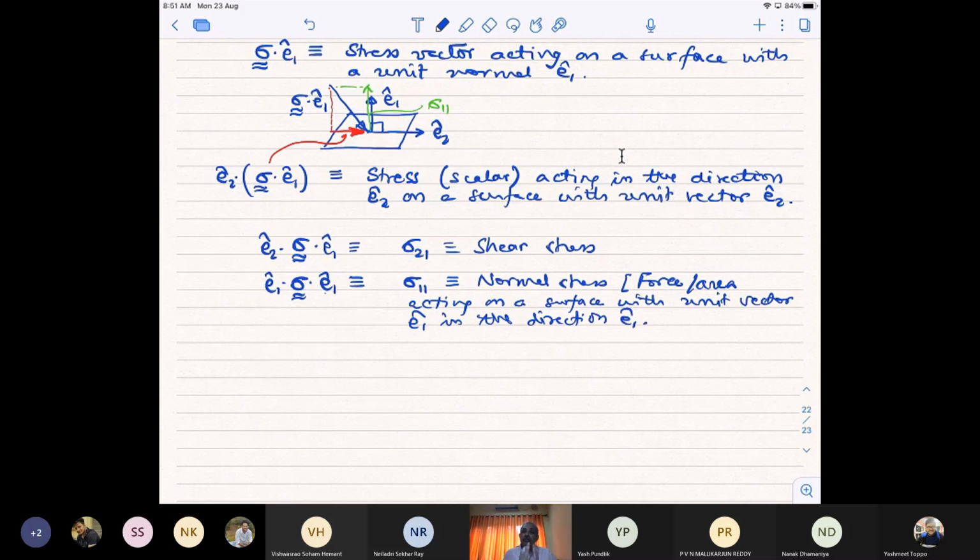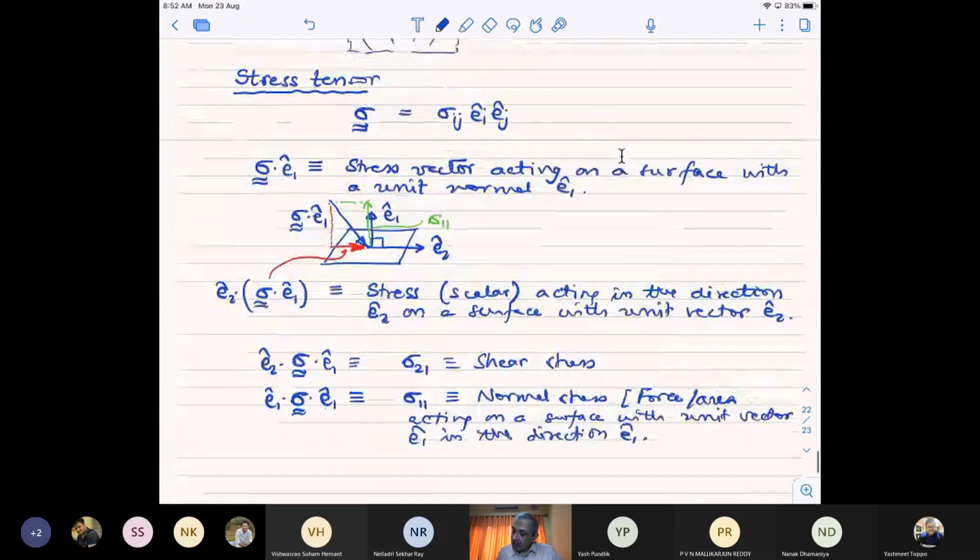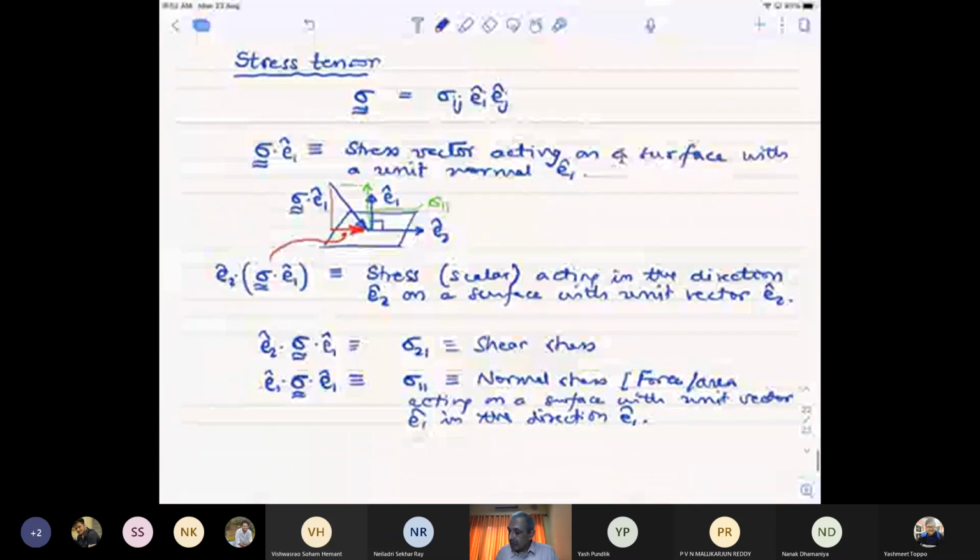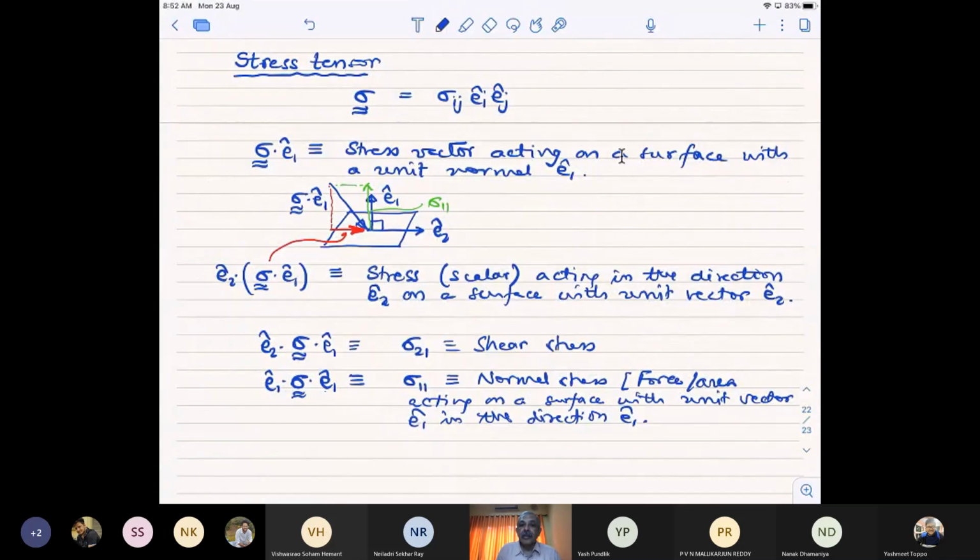So if the surface vector and the direction of the force are the same, that's a normal force. And if the surface vector and the direction are orthogonal to each other, then it is a shear stress. So in this way, we can calculate the shear stress and normal stress, in fact, all the stress components on any surface.